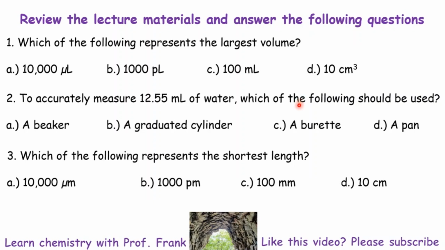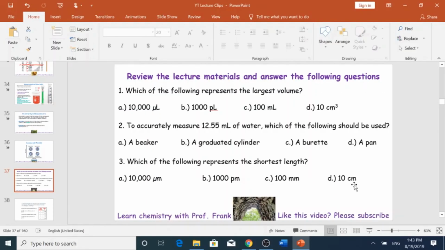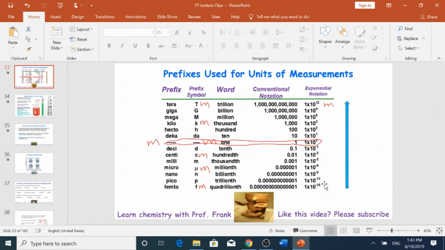End of lecture quizzes. This time, let's work on number 3. Which of the following represents the shortest length? First, you need to look at the units. You need to know which units are larger: centimeter, millimeter, micrometer, and picometer. Centimeter is the largest one from this, equal to 10 to negative 2 meters.